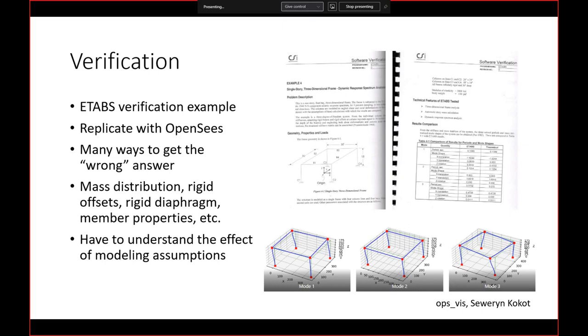Eventually we got to the right answer. We got these mode shapes, which I plotted here using OpsVis from Soeren Kokot at Opole University of Technology in Poland. And we got these results. But it's easier said than done. The point is, all of these things matter.